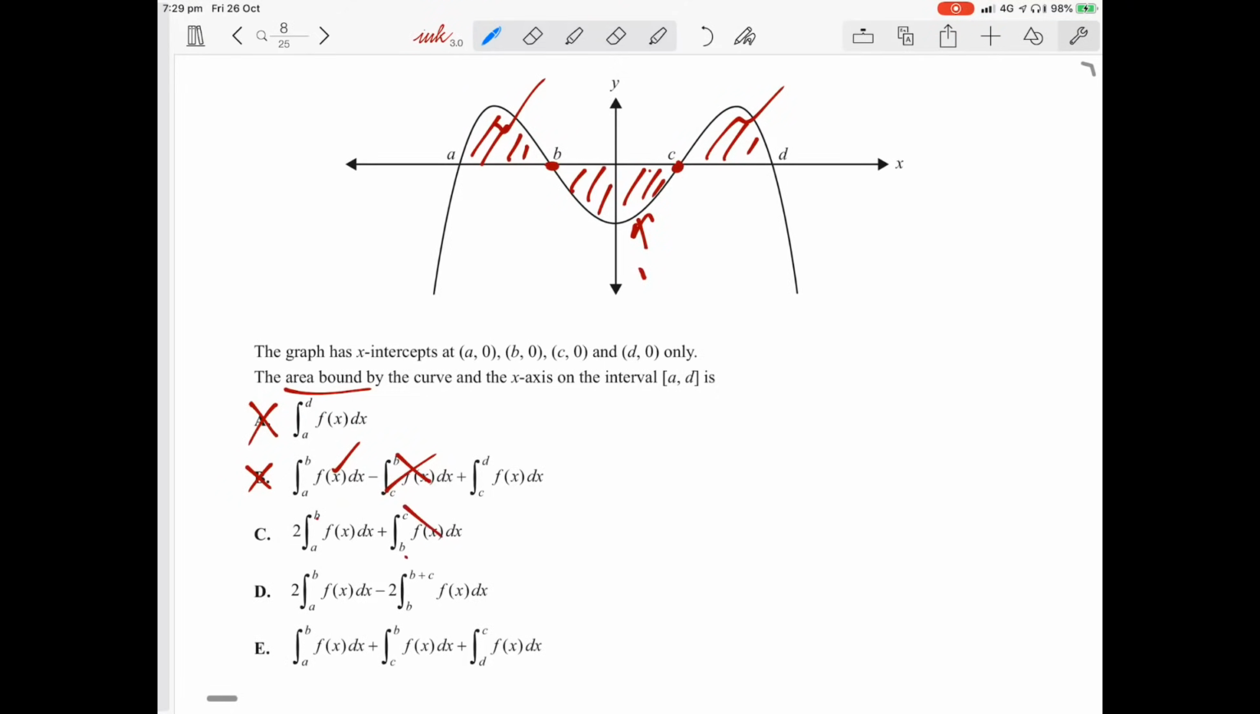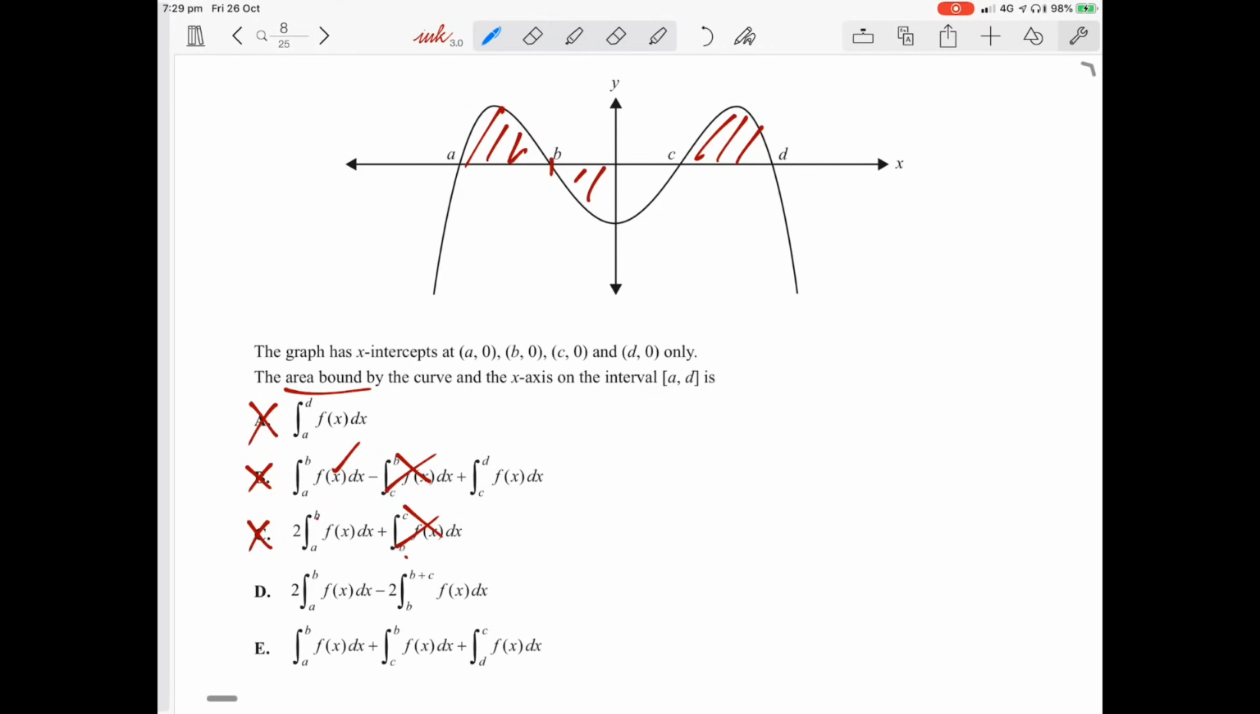That's going to be negative, so that's no good. 2 times A to B, which is going to give us that and that, minus 2 times B to B plus C.